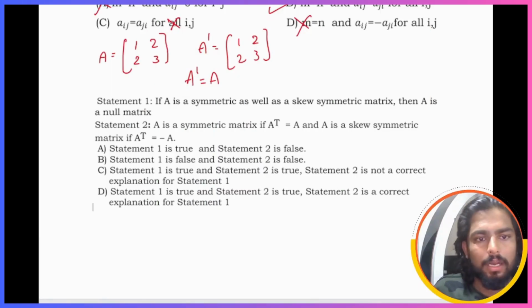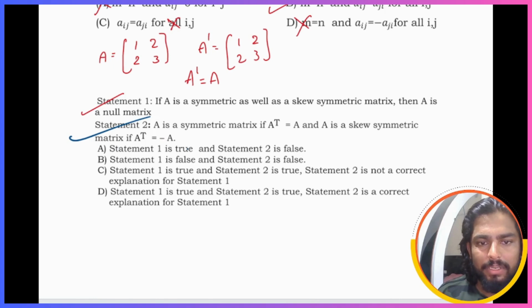Yeah, so statement questions are very important. Your model paper also has this. So statement 1: if a symmetric matrix as well as a skew symmetric matrix, then A is a null matrix, right? Yeah, yes. So only a null matrix can be both symmetric and skew symmetric. Yeah, it is correct. Okay, next, second: if A is a symmetric matrix, then A dash is equal to A, and if A is a skew symmetric matrix, then A transpose is equal to minus A. So these two statements are also correct.